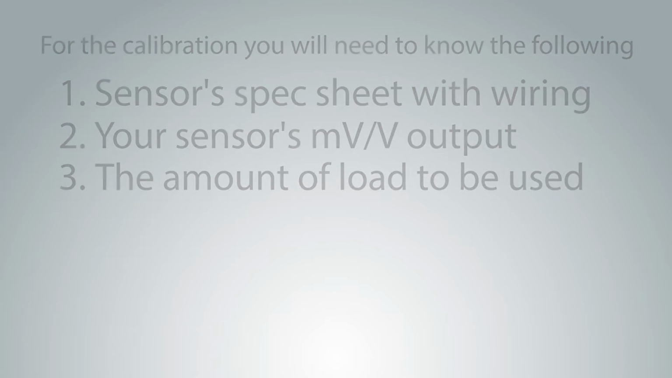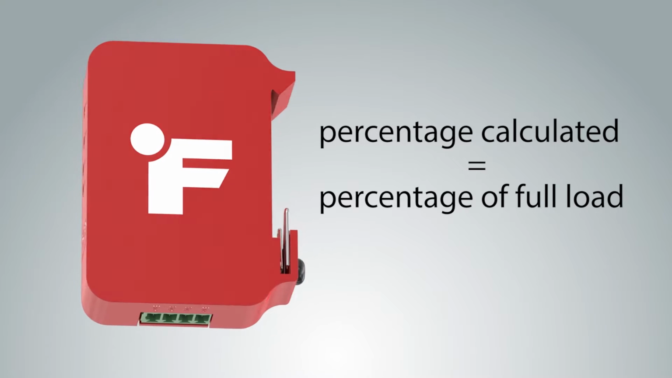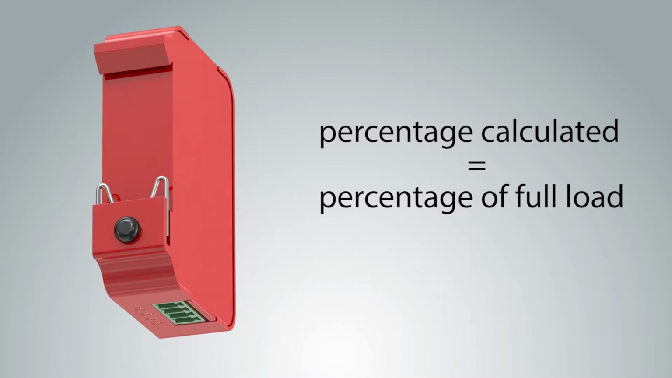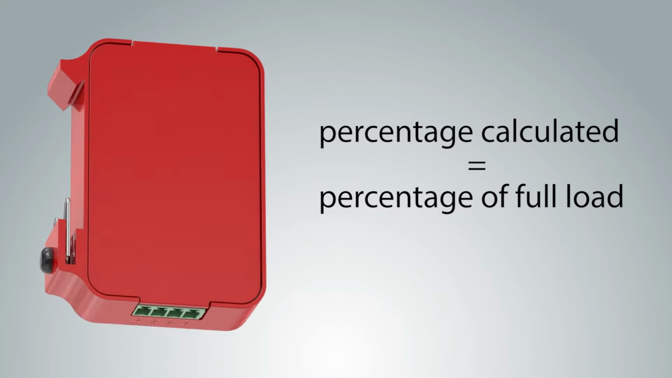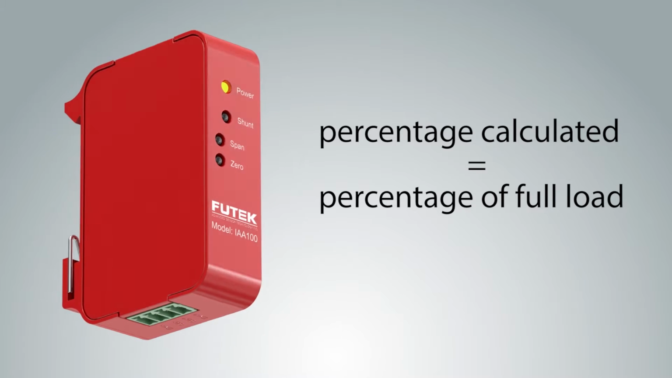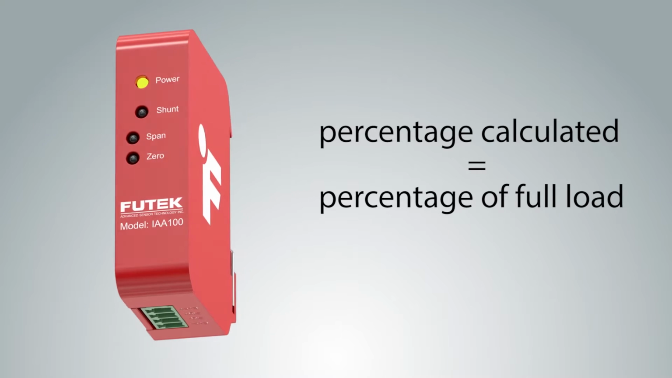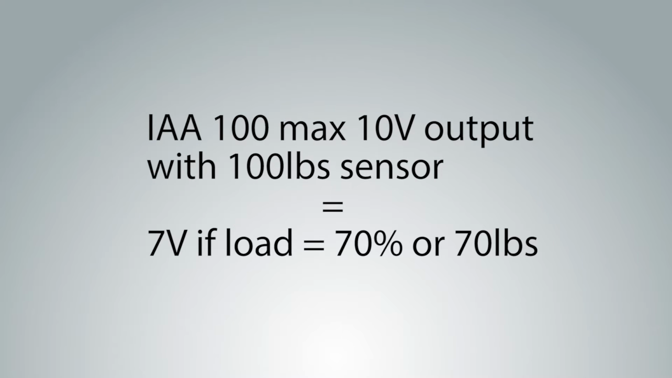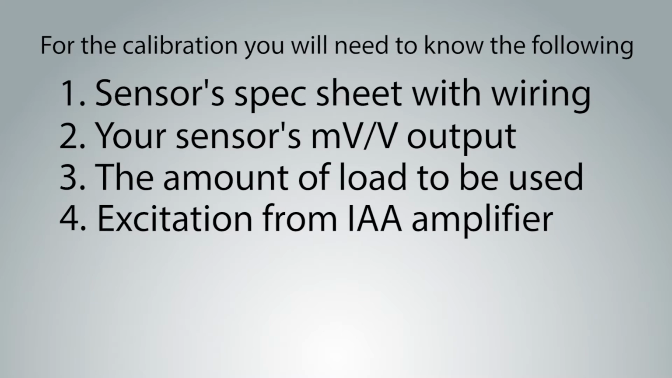Number three, the amount of load to be used. If the load used in calibrating the IAA is not the full load that will represent the full output from the IAA, then the percentage being used should be calculated as a percentage of the full load that would generate the full output from the IAA amplifier. This will help determine what the voltage output should be for the applied load. For example, an IAA 100 amplifier that will have its full 10 volt output with a sensor loaded to 100 pounds would produce 7 volts if the load being used in the setup was 70% of the full range output, or 70 pounds.